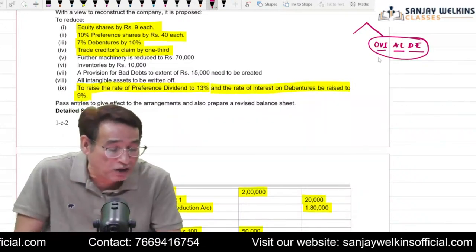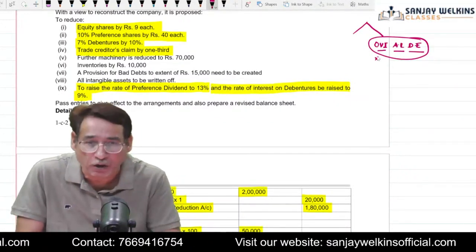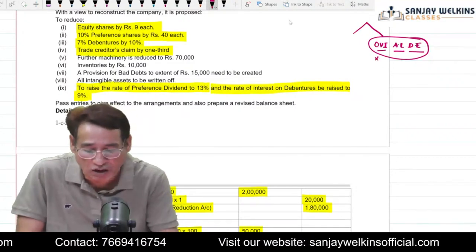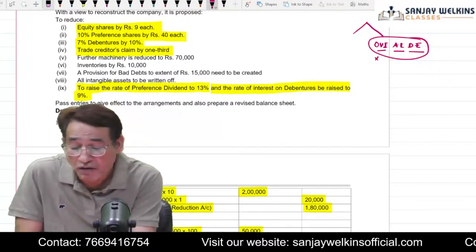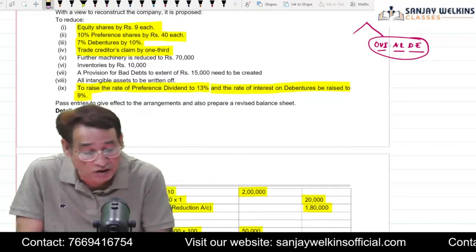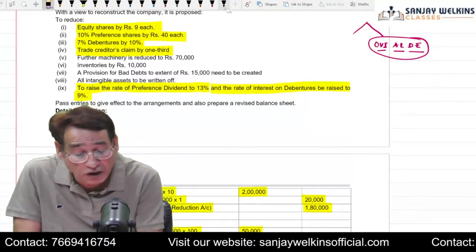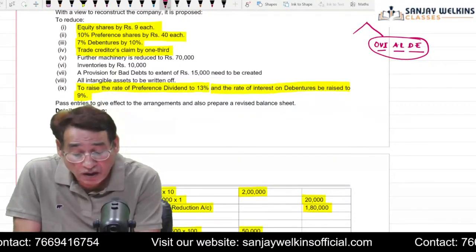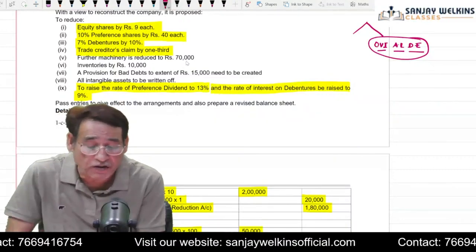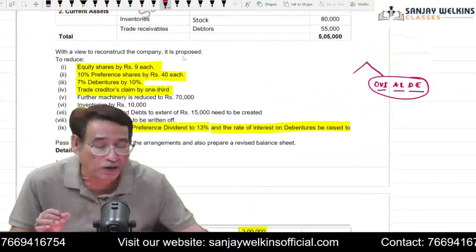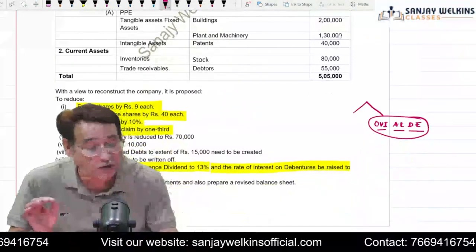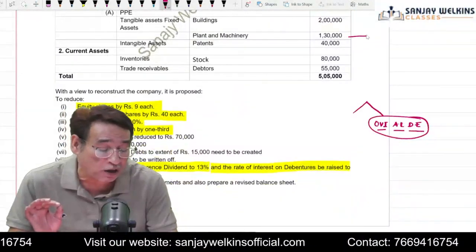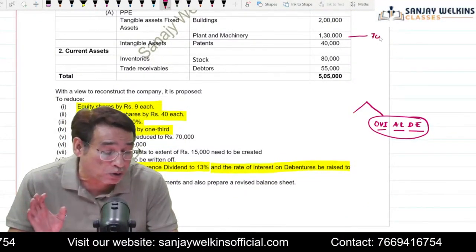For example, in this particular question, there is no overvalued item so far. Actually, I haven't gone through the entire question yet. First, let me go through the entire question, then I will explain this point. Further, in this particular question, it is written that machinery is reduced to 70,000. Plant and machinery is 1,30,000. It is being reduced to 70,000.